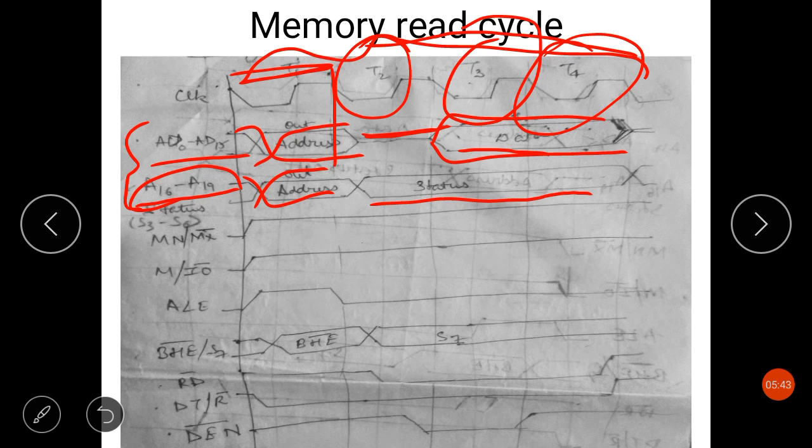It can work as both, either address lines or status lines. So during the first clock cycle, it will work as address lines. During the rest of the clock cycles, it will work as status lines.